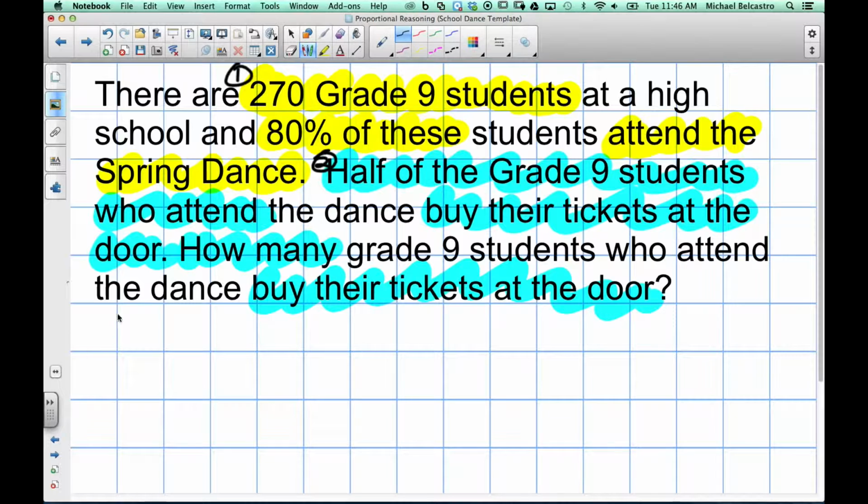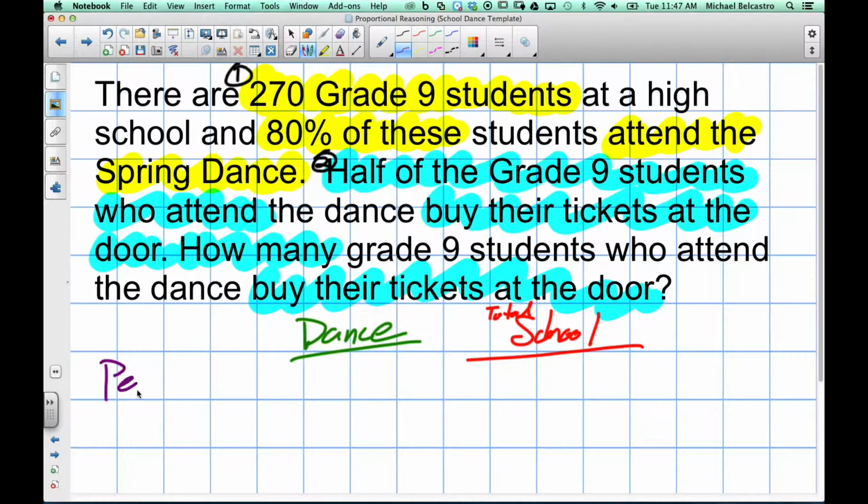Now, we said we were going to use unit rate, which might be a little difficult to look at here. But they've actually kind of given us already a unit rate. Let's categorize stuff. First of all, we have students attending the dance. So here's our category: students attending a dance and total students at the school. Again, technically, we'll talk about the percent of students there, and then specifically the grade 9 students.